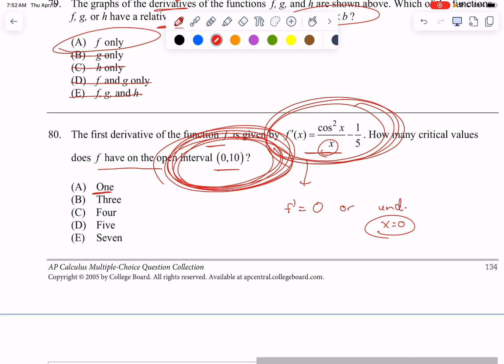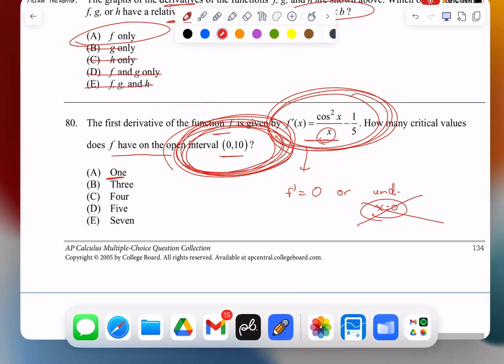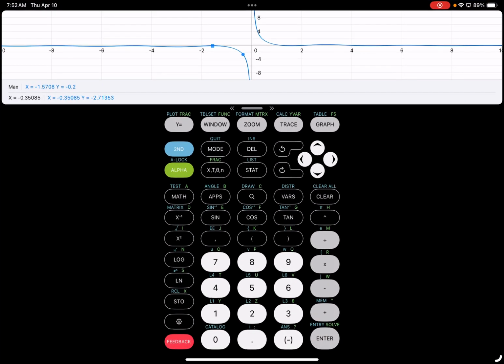Ooh, that's sly. That is one of ours. 0 doesn't count now. Wait, because it would have to be a bracket. It'd have to be bracket 0 to 10, and it's an open interval. So 0 is not a critical value. So I'm starting over with 0. That's why it's tricky. So 10 can't be either. All right, 0 or 10 can't be.